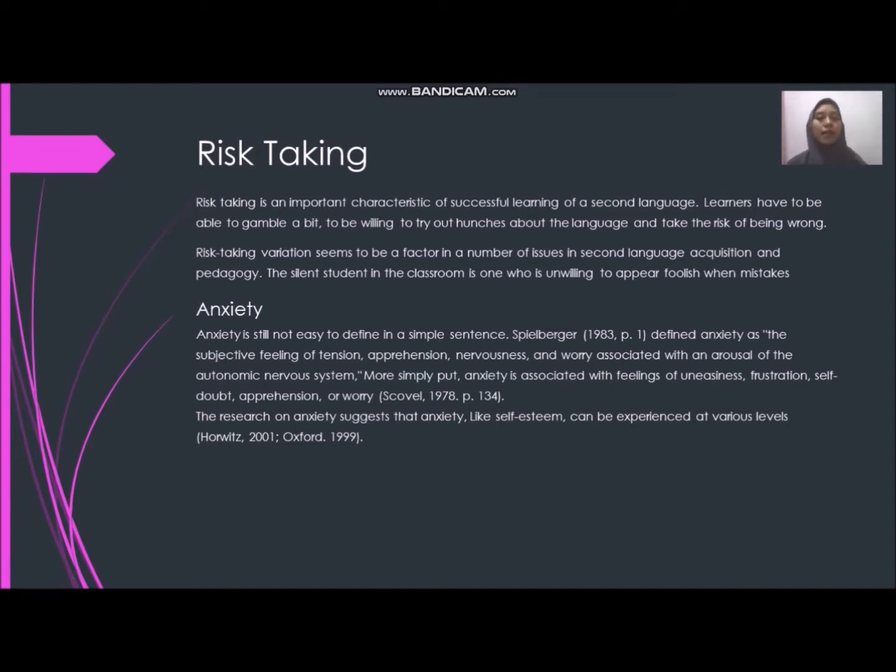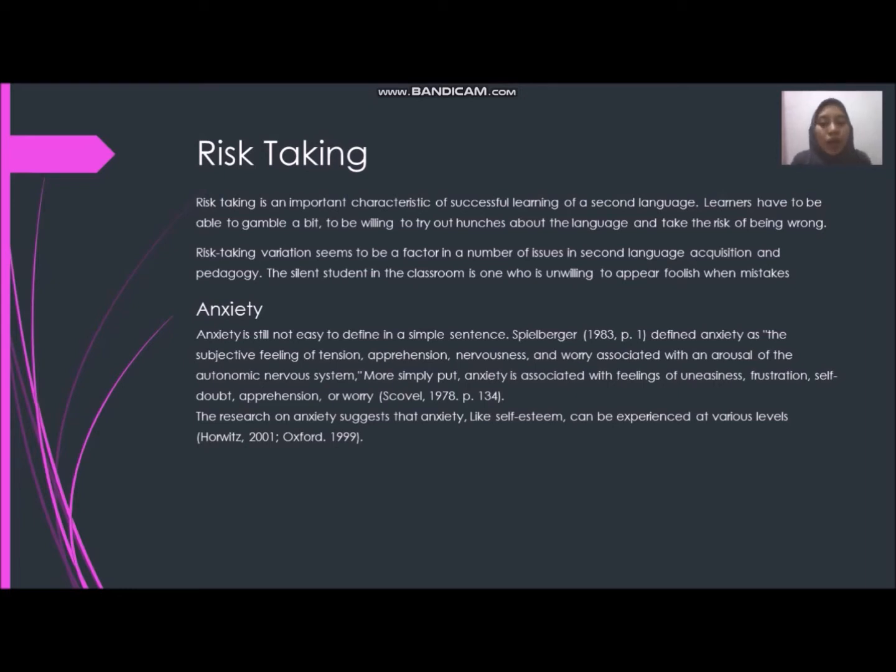Anxiety. Anxiety is still not easy to define. Scovel, 1978, defined anxiety as the subjective feeling of apprehensiveness associated with an arousal of the autonomic nervous system. More simply put, anxiety is associated with feelings of uneasiness, frustration, self-doubt, apprehension, or worry, according to Scovel 1978.